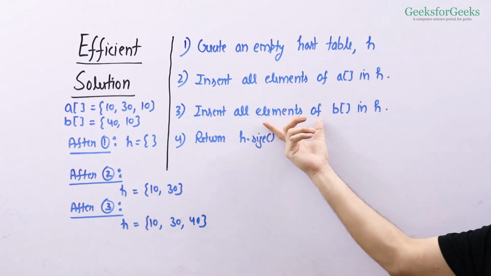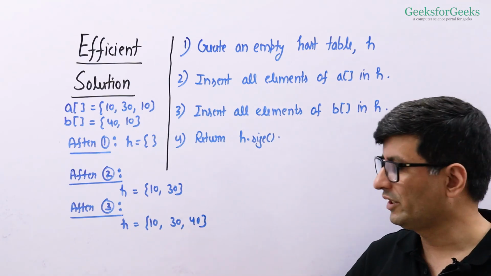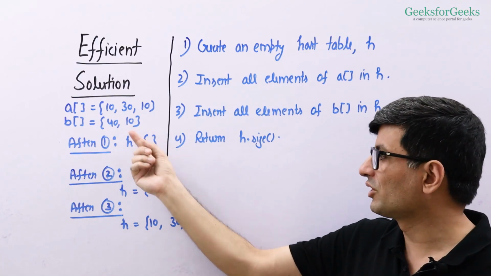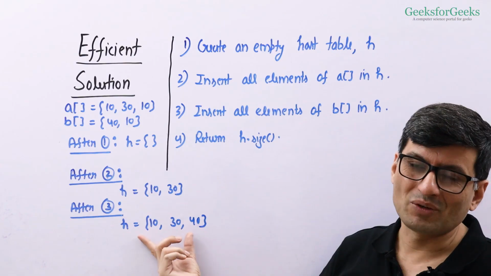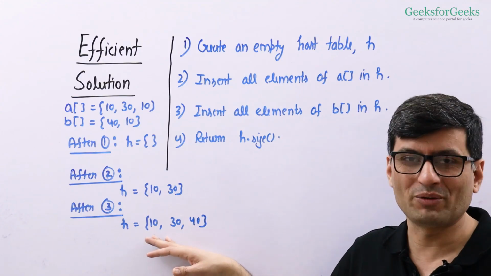And now we traverse through all the elements of array B and do the same thing, insert them into the hash table. So it's going to ignore the elements which are already present, 10 is going to be ignored and our hash table is going to have 10, 30, 40. Now at the end, all we need to do is return the size of this hash table, that's all, and we are done.